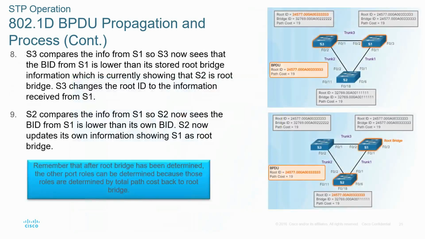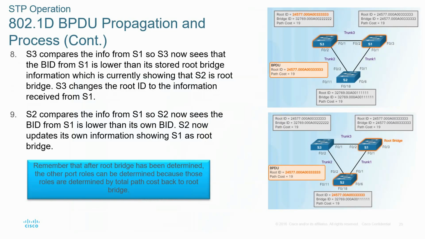And now for the remainder of this process, the other switches have to determine what is the root port and what is the designated port. Because they know what links are connected to S1, for example, S2 knows that F01 is connected to S1. So it knows the cost of this path. So it can actually compare whether the path to S1 is shorter or the path to S1 through S3 is shorter. How does it do that?